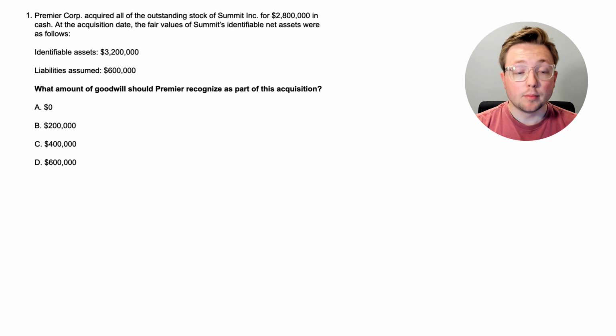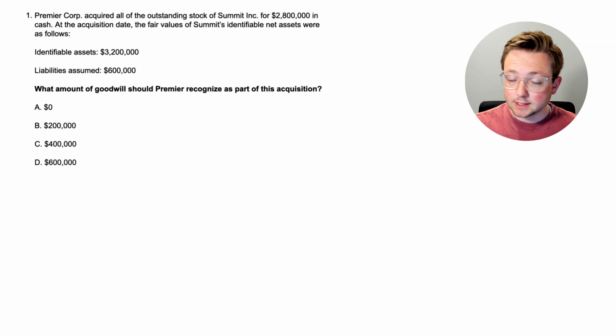Okay, let's go up to the top. Premier Corp acquired all of the outstanding stock of Summit Inc. for $2,800,000 in cash. At the acquisition date, the fair values of Summit's identifiable net assets were as follows. Identifiable assets, $3,200,000. Liabilities assumed, $600,000. So again, what amount of goodwill should they recognize as part of this acquisition?